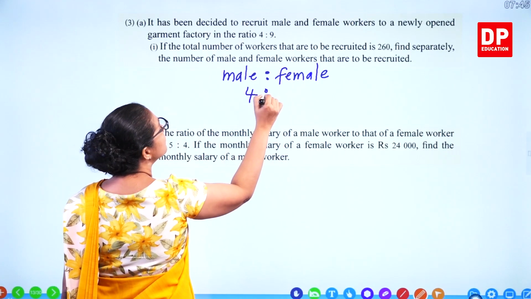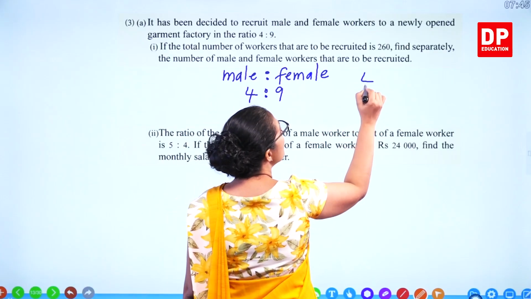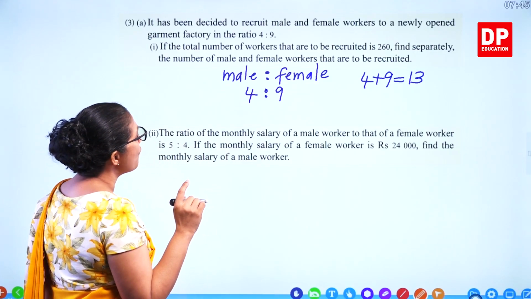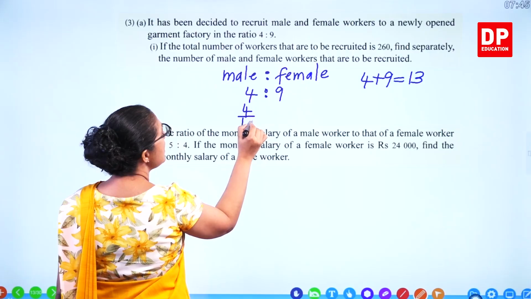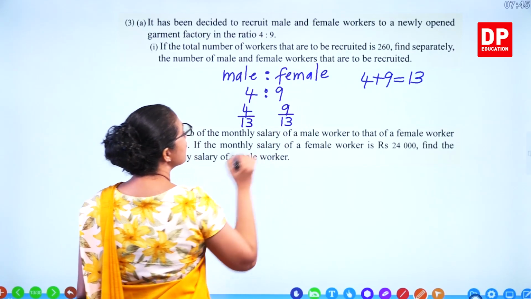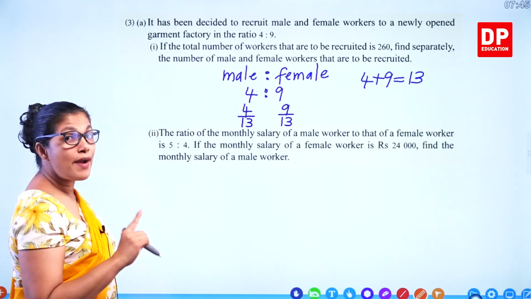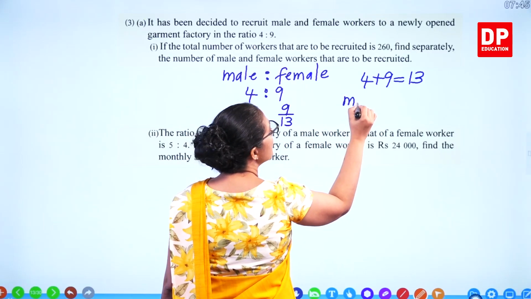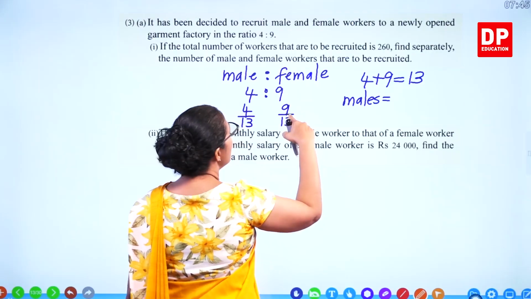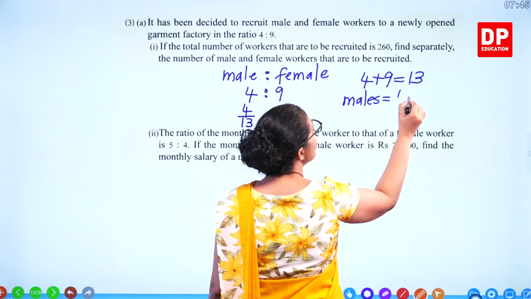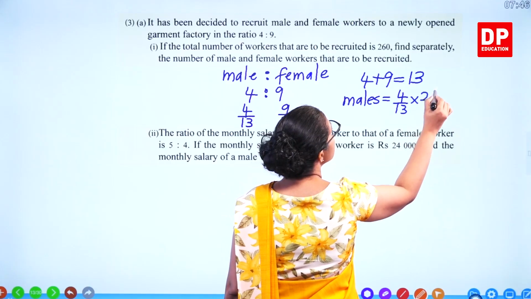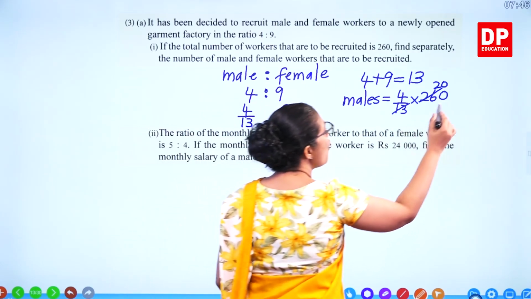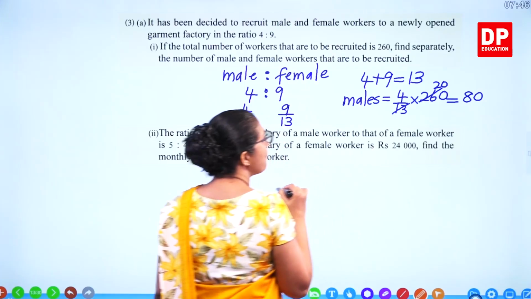4 to 9. So altogether how many parts? 4 plus 9, 13 parts. So as a fraction, you can write this is 4 over 13 and 9 over 13. Now altogether 260 workers are there. So how many males? Males are 4 over 13 into 260. That means 13 times 20 here and 20 times 4. 80 males are there, male workers.